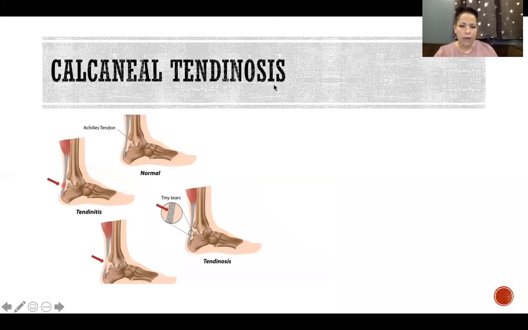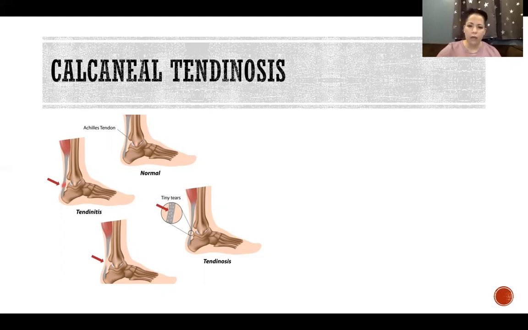Okay, calcaneal tendinosis. As we've discussed in past videos, tendinosis is where we have repetitive stress going through the tendon, which is breaking down the collagen faster than we can replace it with the correct type. So instead, we replace it with the incorrect type, the weaker, smaller type of collagen. And so over time, that tendon is becoming gradually weaker and less capable of coping with the same forces that the healthy tendon could cope with.